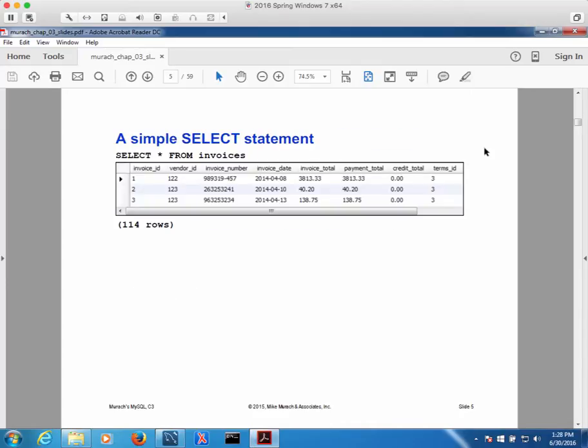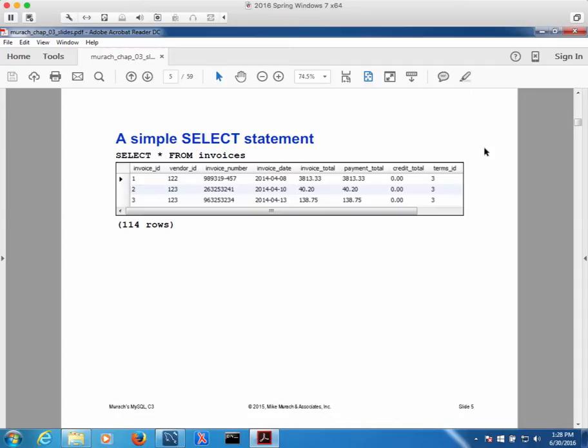So a really simple select is what we see here on slide 5. Select, and then we have an asterisk, which says all columns. So we want to see all columns from the name of the table, invoices. Implicit is that because we haven't said anything about how to limit the rows, we're going to see all columns and all rows from the invoices table.